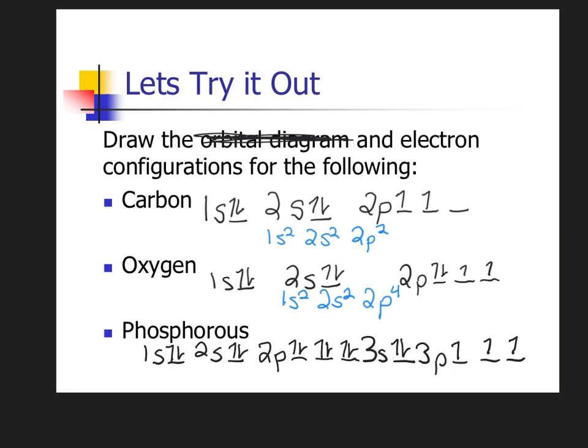Or, as we see here when we do the numbers, 1s2, 2s2, 2p6, 3s2, 3p3, those electron numbers, the superscript numbers, should add up to 15. Okay? So that's where those numbers come from and how we roll with that.